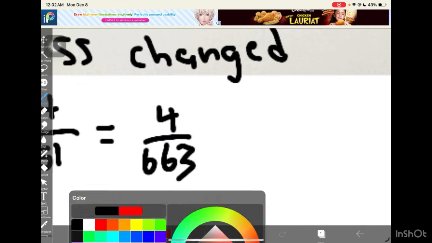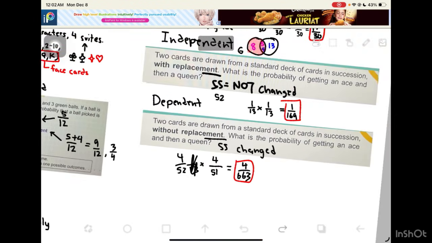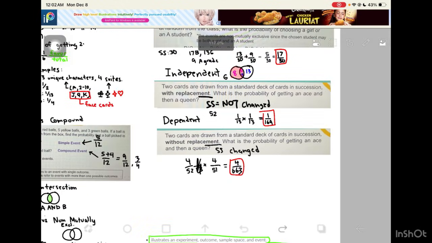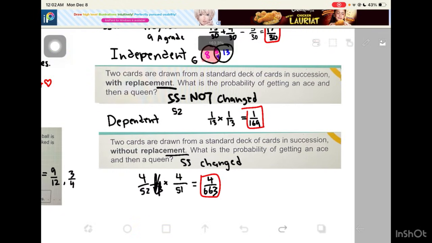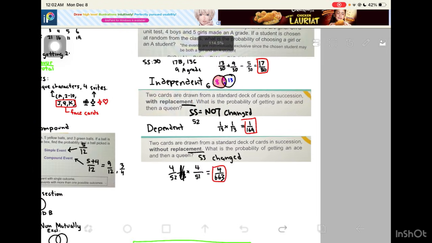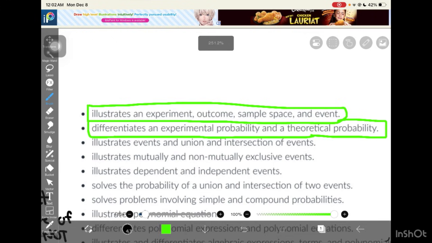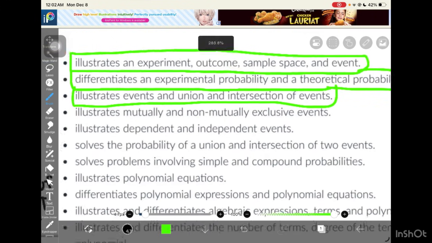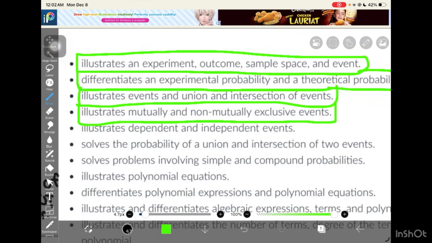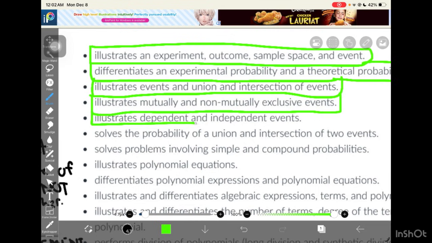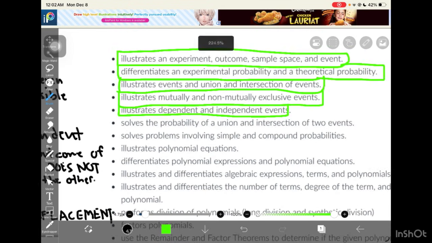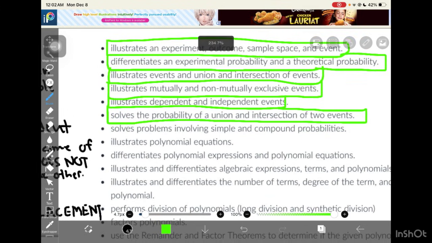And as you could see, these values are very similar, but they're not the same. These situations are similar, but they have different answers. So we need to read the questions carefully. But other than that, that is how we illustrate the union and intersection. We illustrated the mutually and non-mutually exclusive, and we also illustrated the dependent and independent events, as well as solving union. We also solved the simple and compound probabilities.